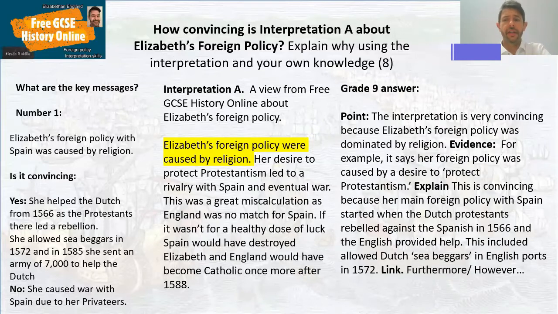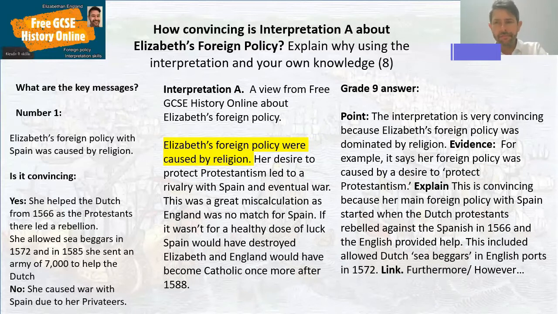Her main foreign policy with Spain started with the Dutch Protestant Rebellion against the Spanish in 1566 and she allowed Dutch sea beggars into her ports in 1572. I could say a bit more about that. This really annoyed the Spanish because she was helping the Dutch who were in their empire and interfering. And this was starting to cause tension and war.